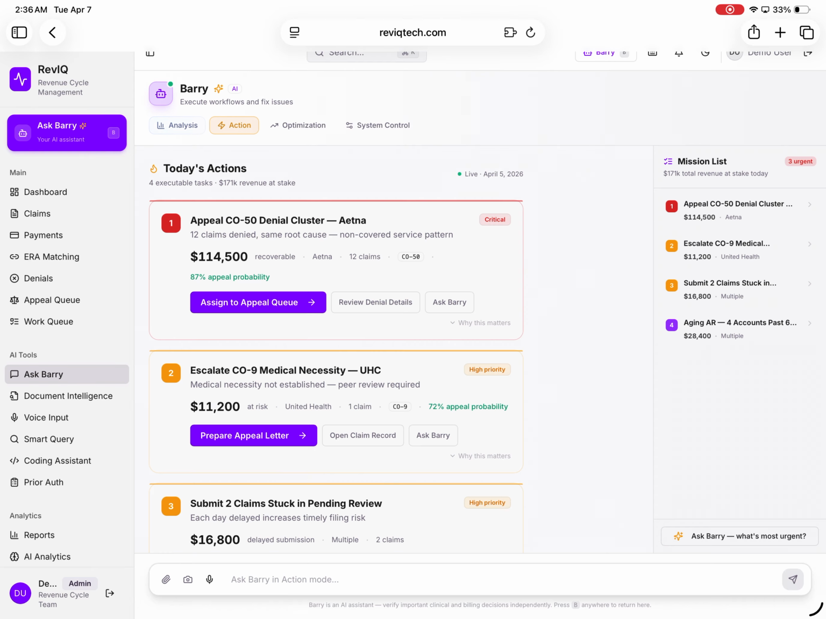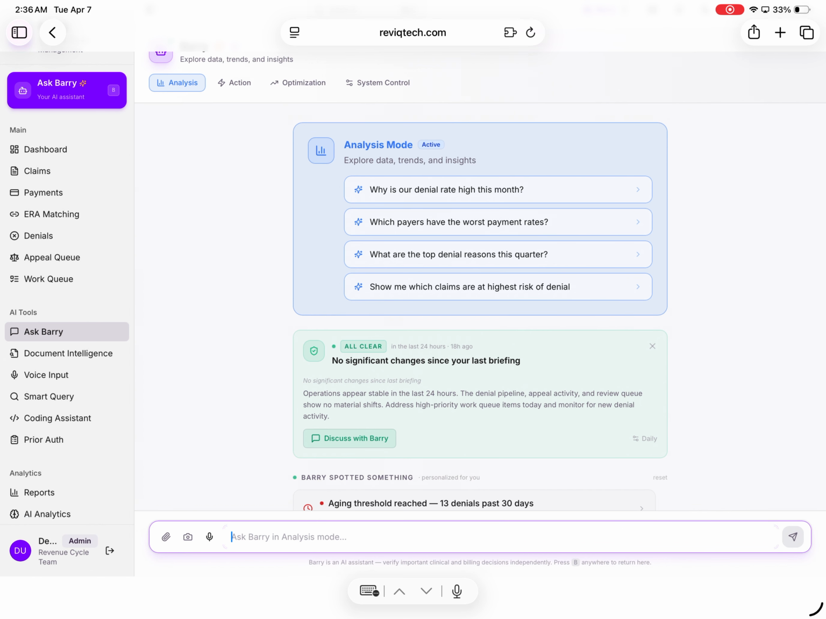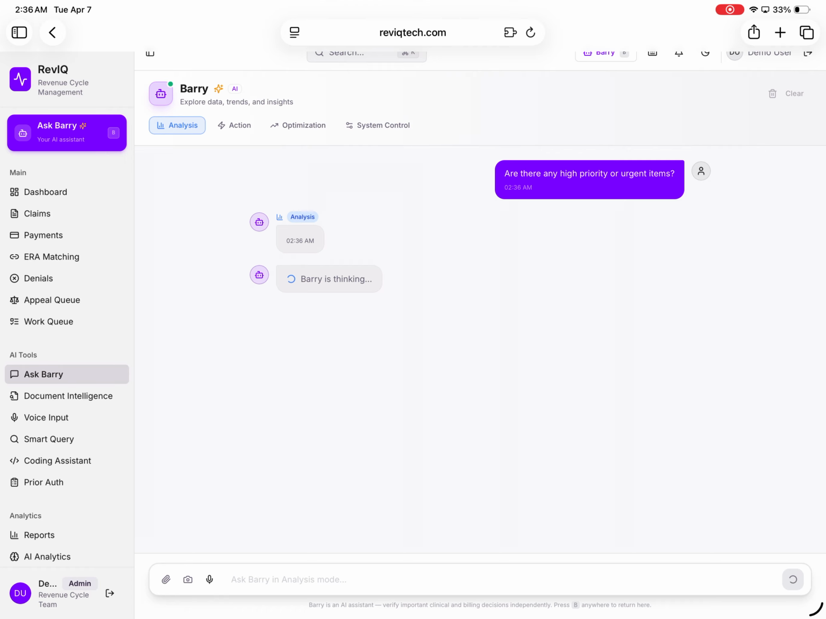Now we switch to action mode. Same data, but now it's focused on what actually needs to be done. Instead of just totals, you're seeing priorities. What matters most, what's recoverable, and what your team should do next. And if we go back to analysis, this is where understanding starts.